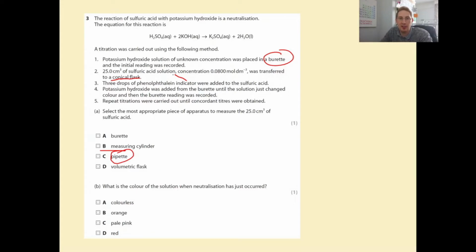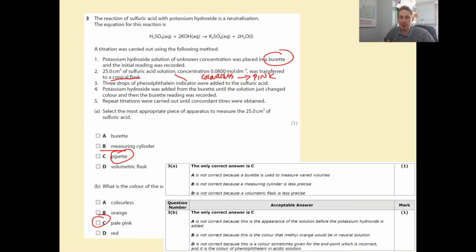So you're adding the phenolphthalein to the sulfuric acid, so it would start colourless, and as it gets alkaline it would go through to pink. So at the end point, when neutralization had just occurred, it would be pale pink, and this is what we see here. And you can see the reasons why the other options are wrong.